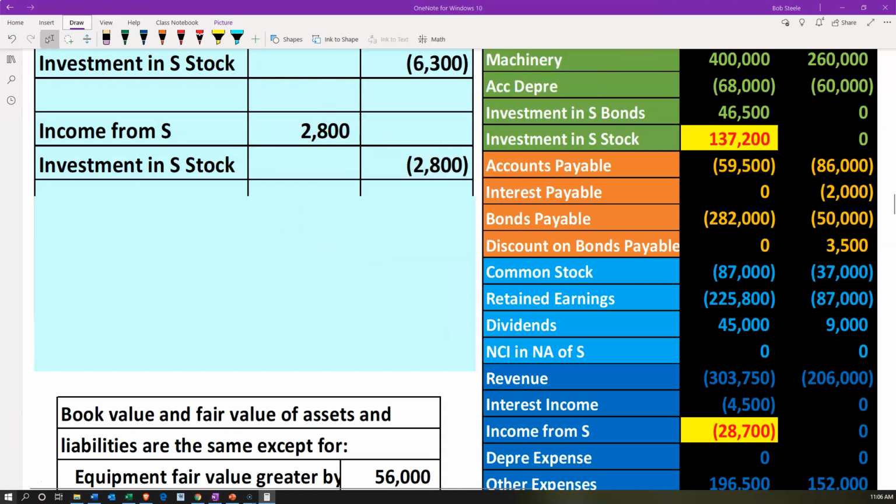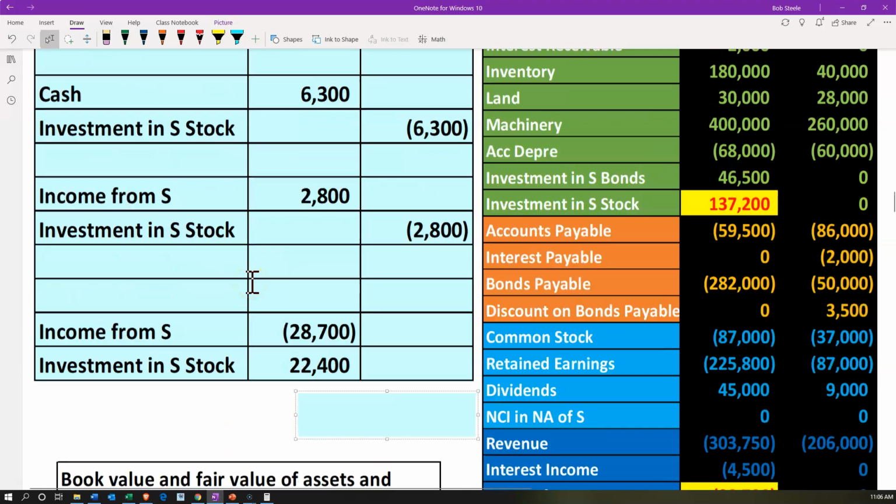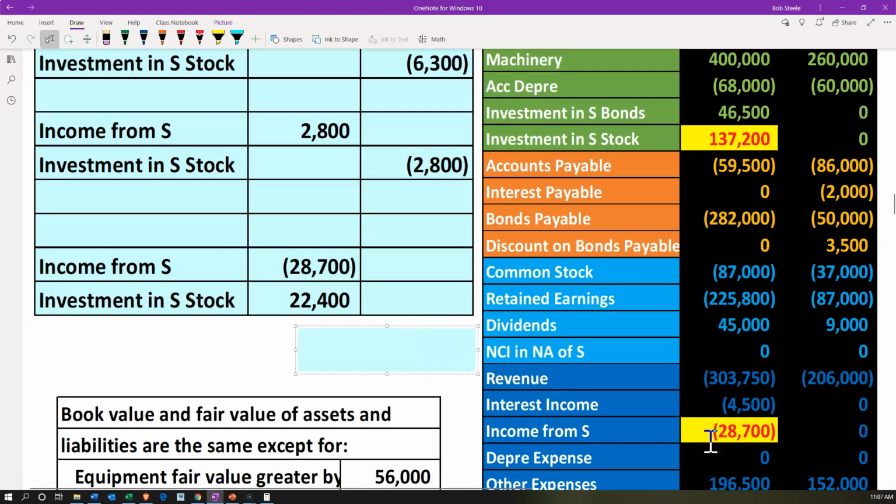So then if we take a look and add these up, let's go ahead and pull this all together. We've got the income from S is going to be the 28,700. That's going to be this income from S, and income from S here. The investment in S stock then is going to be this and this and this. So if we look at the 28,700 representing the income from S, the investment, of course, is not tying out to that 22,400, because this represents more than just 1 year of activity.